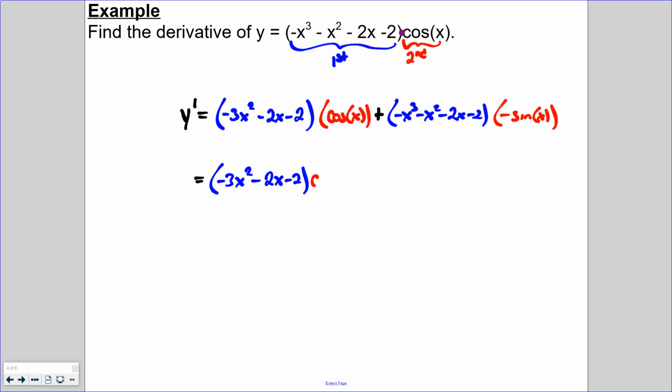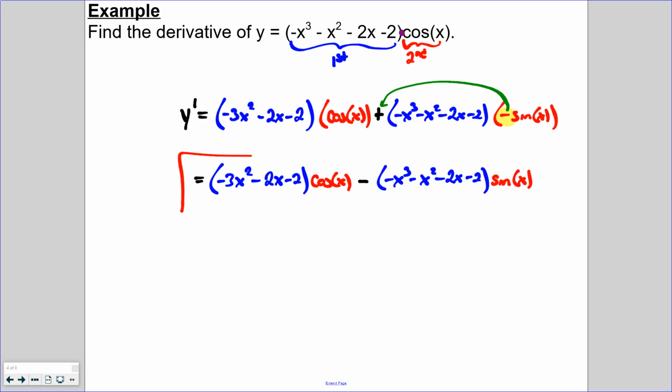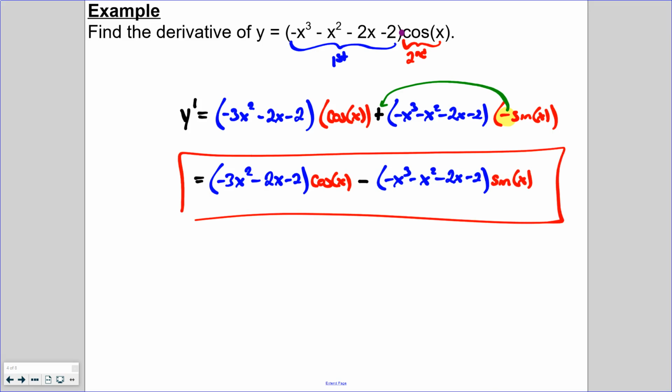So really the only thing that we're going to simplify is we're going to take care of this negative sign in front of the sine function, and we're going to do that by moving it to the very front. So that means the plus sign is going to become a minus, and we're left with negative x cubed minus x squared minus 2x minus 2 times sine of x. And there we go. There is our derivative of y.